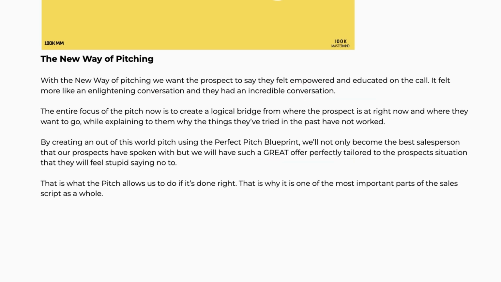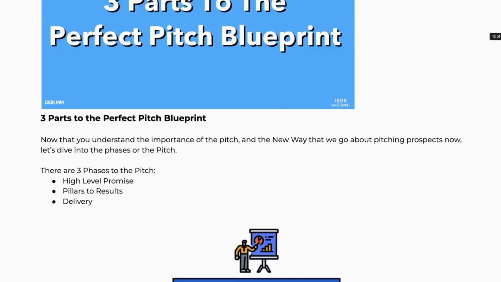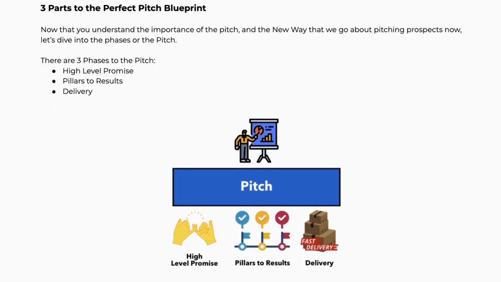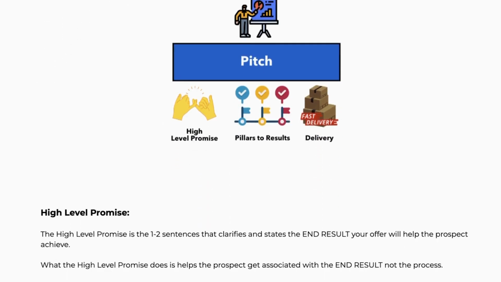All right. Now, moving along, there's a few different parts to the perfect pitch blueprint. Let's walk you through the three parts that exist. There's three parts to the perfect pitch blueprint, which are the high level promise, the pillars to results, and the delivery. So if we look at the pitch as a whole here, these three pieces are going to go inside of the pitch. So we've got the high level promise, we've got the pillars to results, and then we have the delivery. Let's actually break these down and help you understand each one of these key elements.